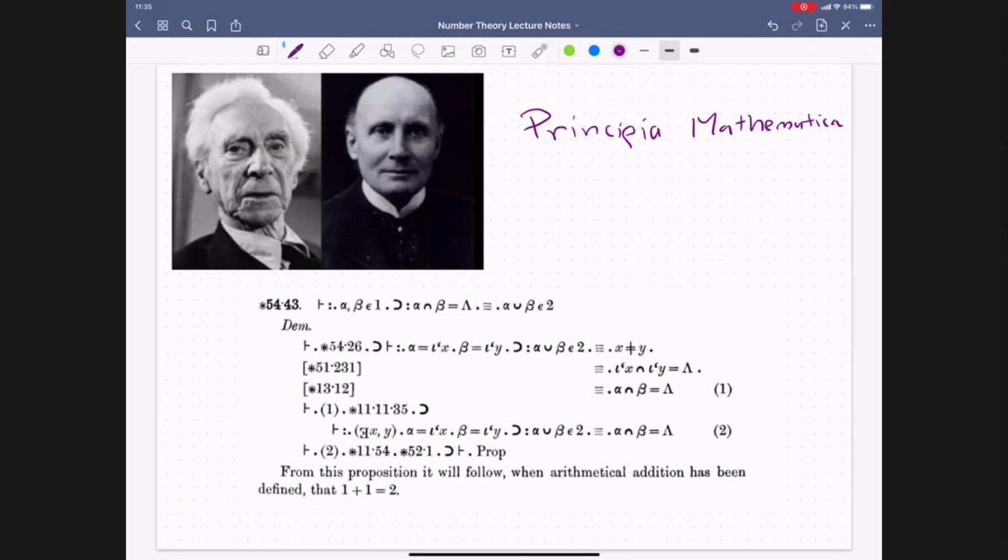It took them 367 pages. And here is a snapshot of the argument as it ends. And so from this proposition, it will follow, when arithmetical addition has been defined, that 1 plus 1 equals 2. And the reason I have mentioned all of this is to emphasize that when we talk about number theory and the foundations, we can go very deep, as is illustrated by this work of Russell and Whitehead, but that's not the purpose of this course.